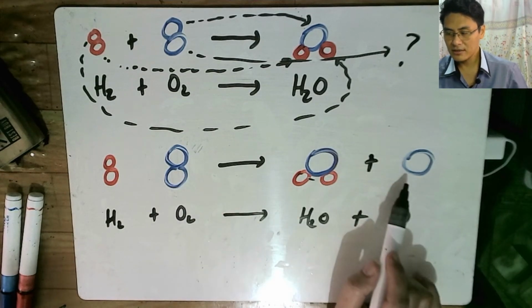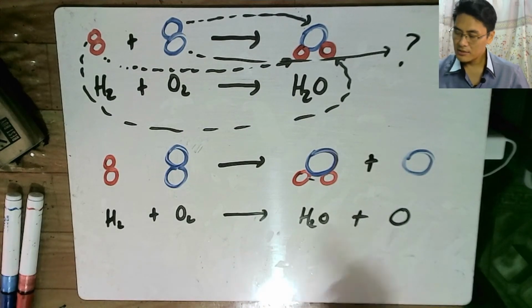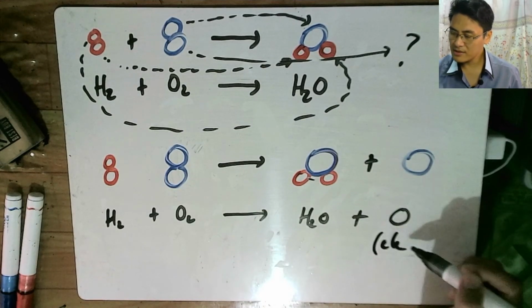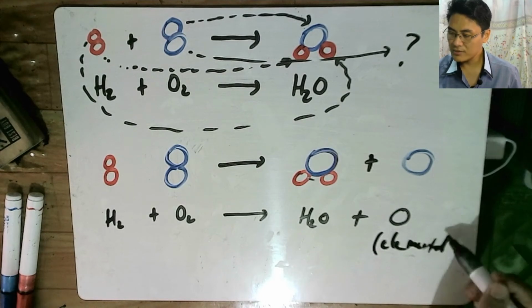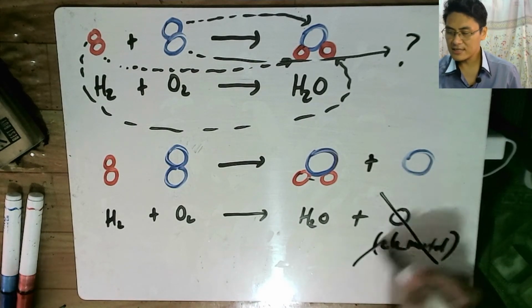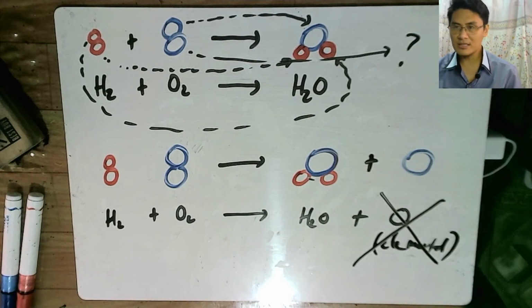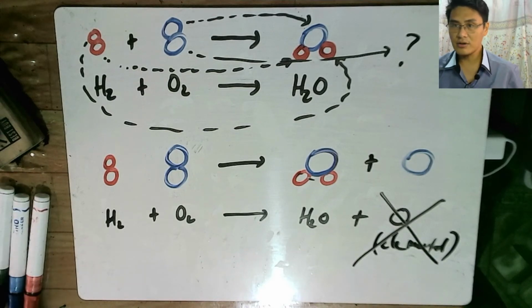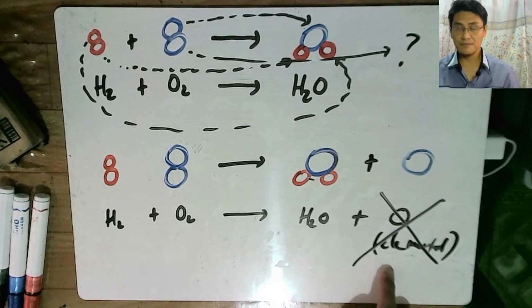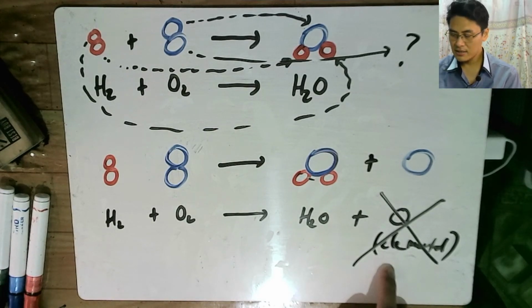It's isolated. But the problem is this form of elemental oxygen does not exist, or it's very rare to exist in nature, and this is very unstable. So when we say unstable, it means that it really can't exist as it is. It will always react with other things in the environment.